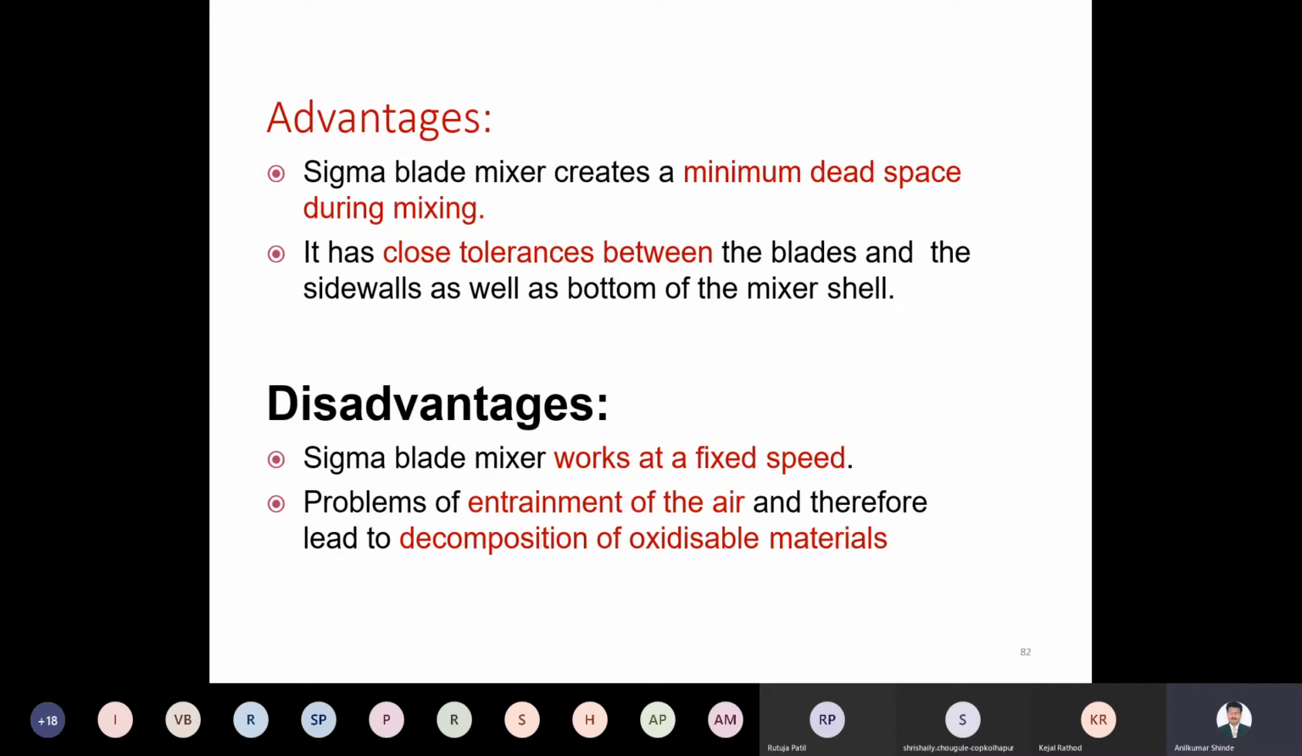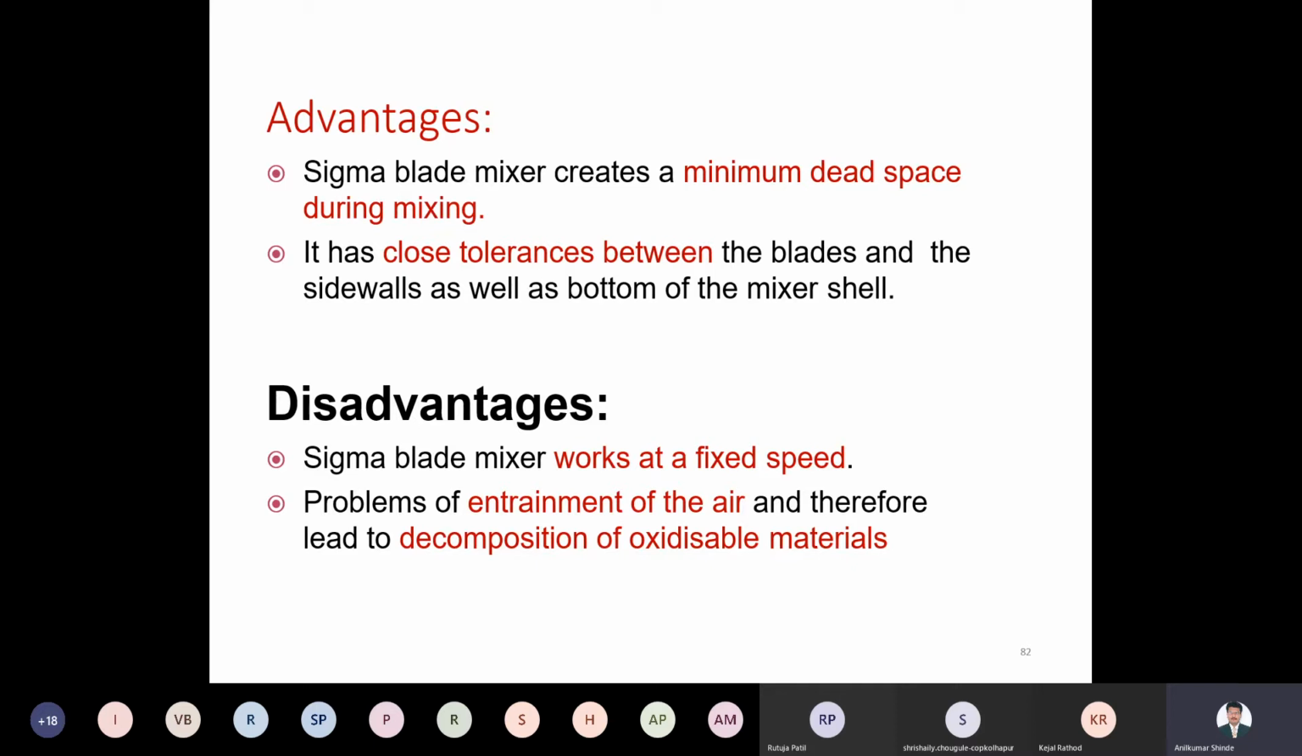Okay, so the sigma blade mixers mix with a fixed speed of rotation. Initially the speed is low, at 100, then we can increase the speed of rotation of the sigma blade, and we can fix that rotation. But this is one of the disadvantages.